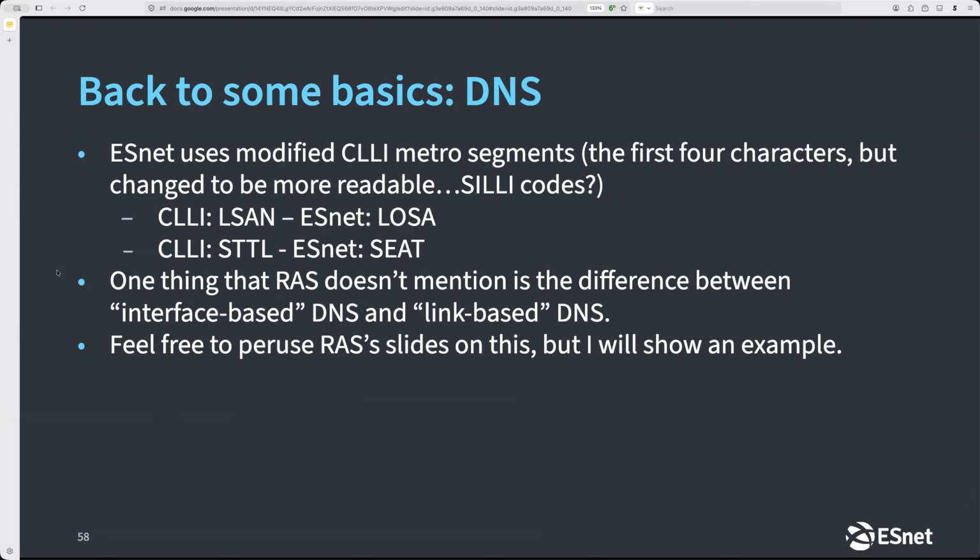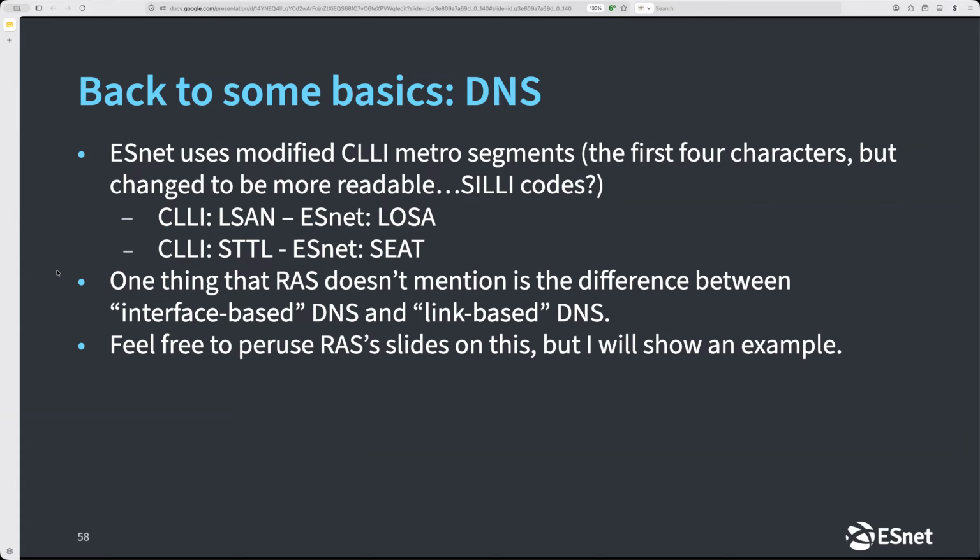And what ESnet and Internet2 have done is try to make some of the CLLI characters a little more readable. So instead of LSAN, we say LASA. I don't know if we got that from Level 3. If anyone else knows where that came from, because it's both Internet2 and ESnet that did it, and it dates back about 15 or 20 years. So I'm not sure where we got that, but that's what we're doing now with our router DNS.